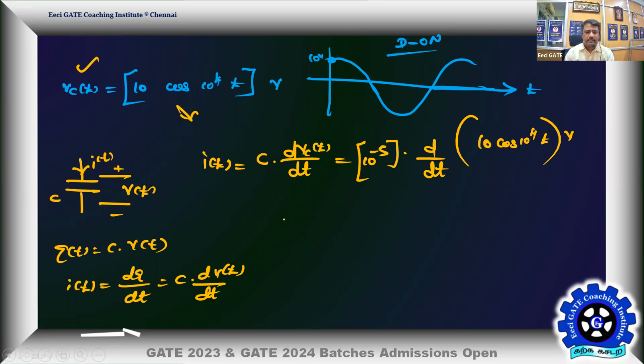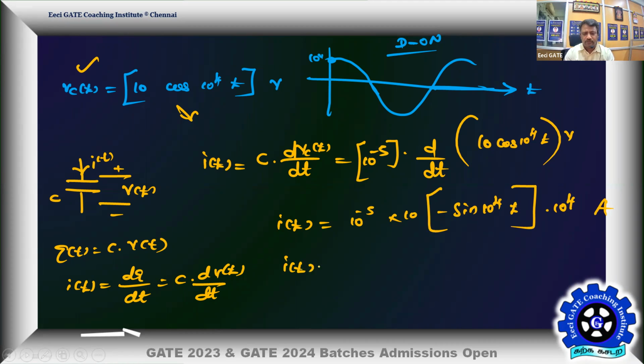That's your current. So I of t is equal to, differentiating, 10 power minus 5 into 10 times cos omega t differentiated, which is minus sine 10 power 4 t, into 10 power 4. Let the unit be amps. So I of t is equal to, 10 power 4 times 10 power minus 5 times 10, which is 1 amp, so it is going to be minus sine 10 power 4 t amps.